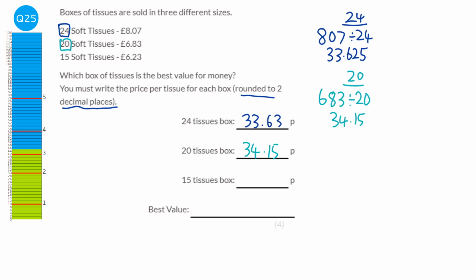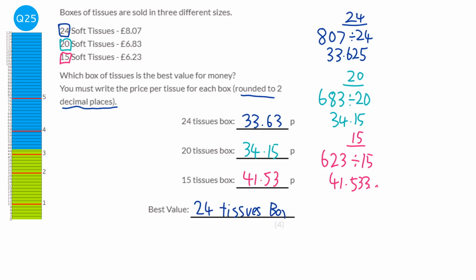And then finally we're going to do the 15 soft tissues. So we're going to do the 623 divided by 15 to find the price per tissue. It should be 41.533 and so on. And rounded would be 41.53. So if you buy 15 tissues, it will cost 41 pence. 20 tissues, it will be 34 pence per tissue. But 24 tissues will be 33.63. So that's by far the cheapest. The best value is the 24 tissues box.